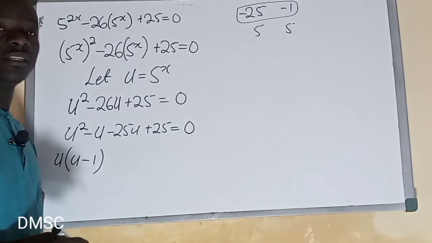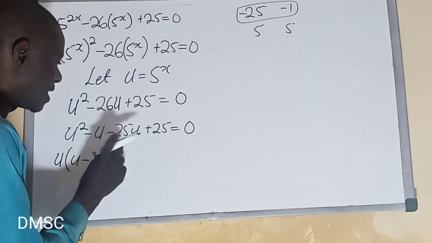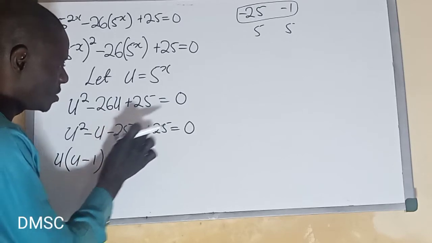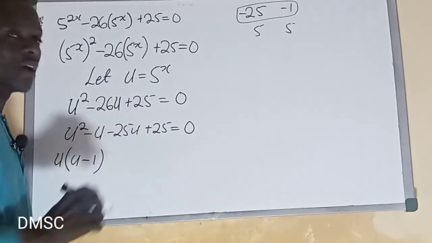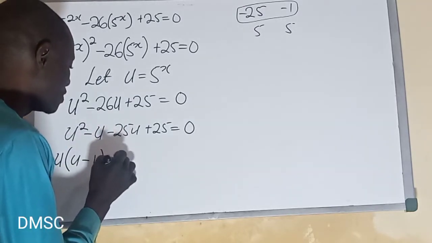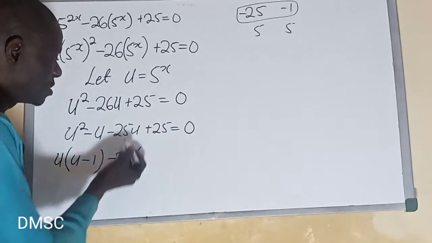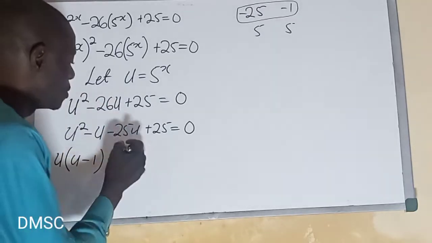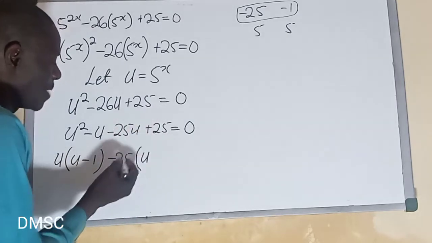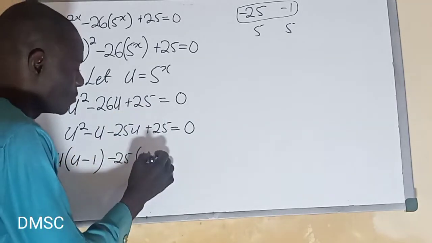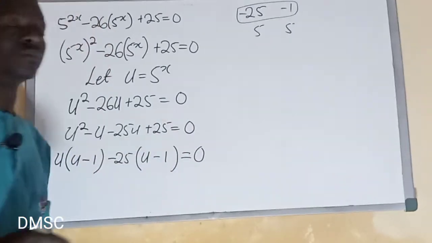Then we look at the next two terms. What is common here? We have minus 25u and 25, so minus 25 is common. We open a bracket and say minus 25 into minus 25u... that is, minus 25 times u gives us minus 25u, and minus 25 times minus 1 gives us 25. We close the bracket, equals 0. I hope you are following.